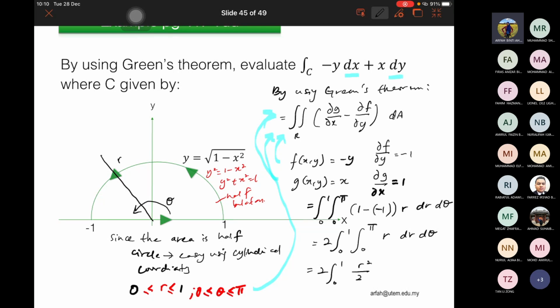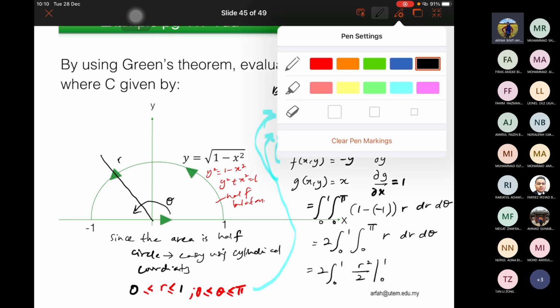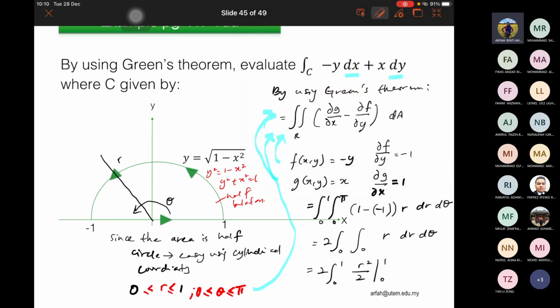R kuasa 2 per 2, 0, 1. Terbalik lah. 0, 1, 0 pi. Okay, d theta. So settlekan, dapat jawapan dia pi. So saya skip dia punya step tu supaya awak settlekan sendiri the integration. You will get the answer equal to pi.